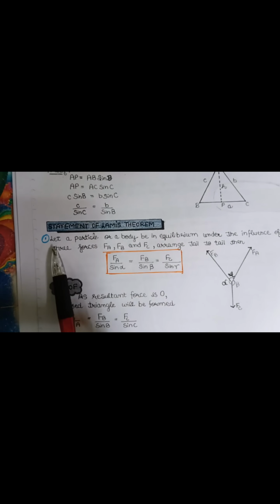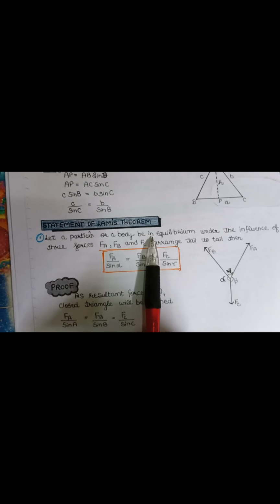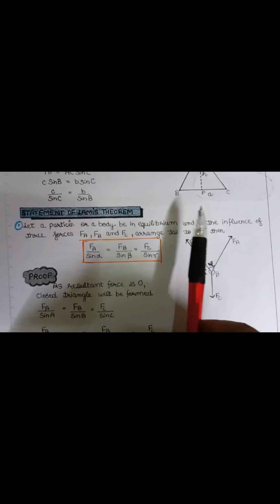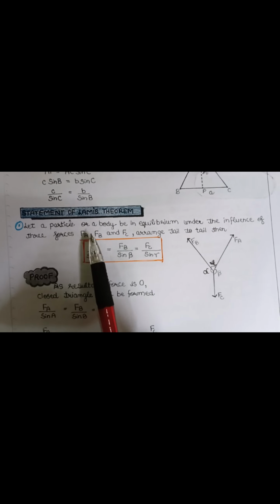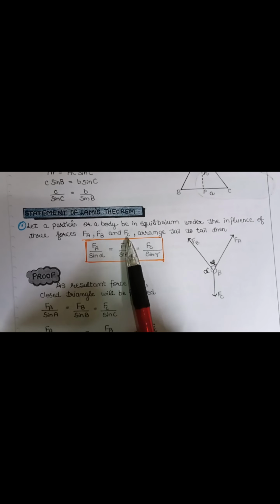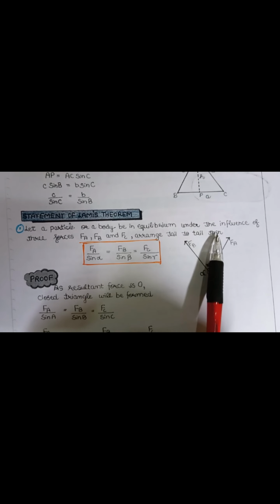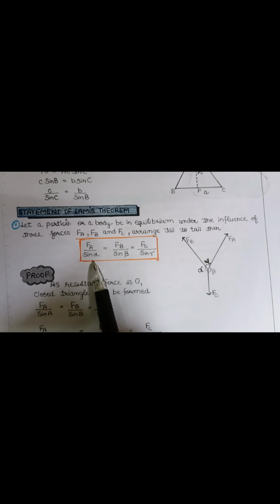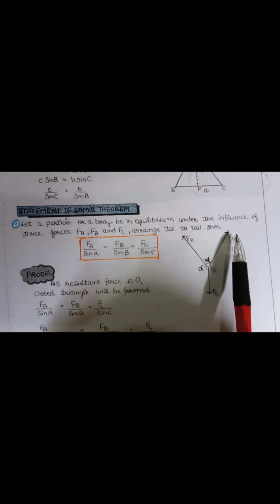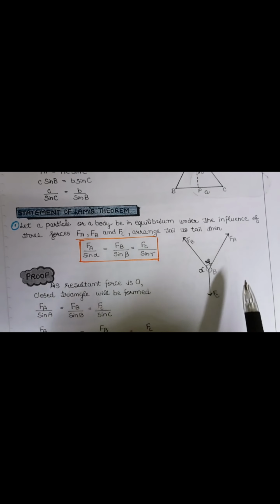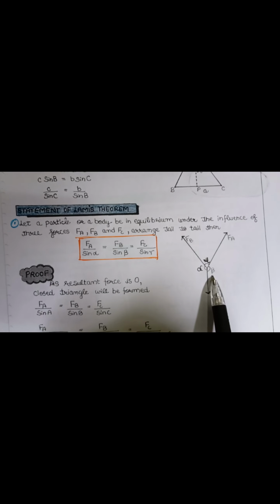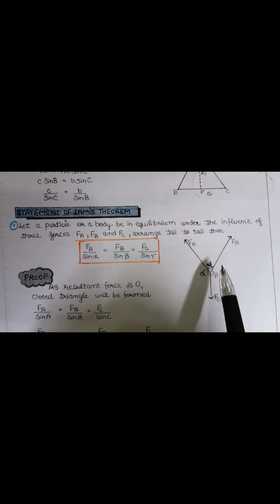Statement for Lami's theorem. Let a particle or a body be in equilibrium under the influence of the three forces Fa, Fb and Fc. Arrange tail to tail, then Fa upon sine of alpha is equal to Fb upon sine of beta is equal to Fc upon sine of gamma. Here you can see the proof of Lami's theorem, which will be useful for your board examinations.